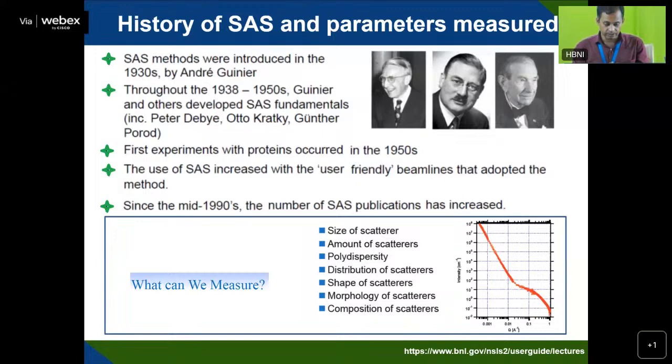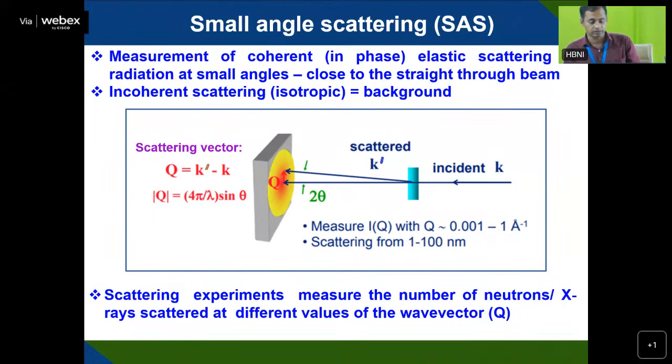So you can measure many parameters. Here you have intensity versus Q, a vector showing how the scattering is occurring. You can measure the size of the scatterer, the amount or quantity of that element present, its polydispersity or distribution, and the shape of the scatterer, whether it is spherical, cubic, or rhombohedral. You can also get morphology and composition information, whether it is a composite. Those types of information you can get from the small angle scattering technique.